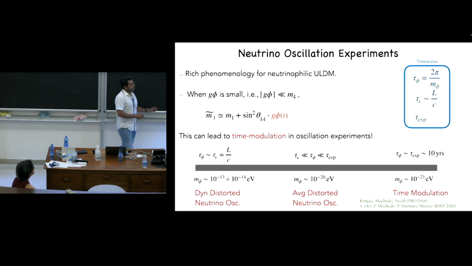As I said, we are in this regime where G5 is small. So in this regime, the main effect that you see is that you pick up this time modulation due to coupling. And this time modulation is what can be seen in oscillation experiments.